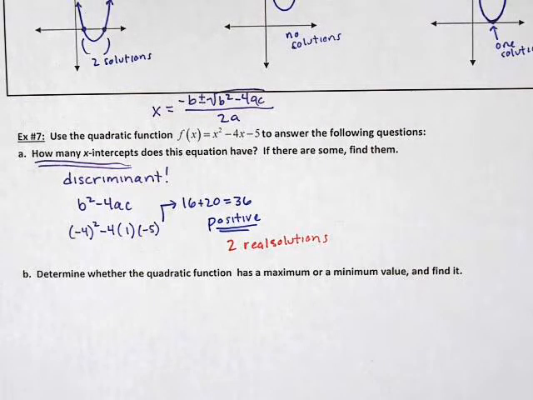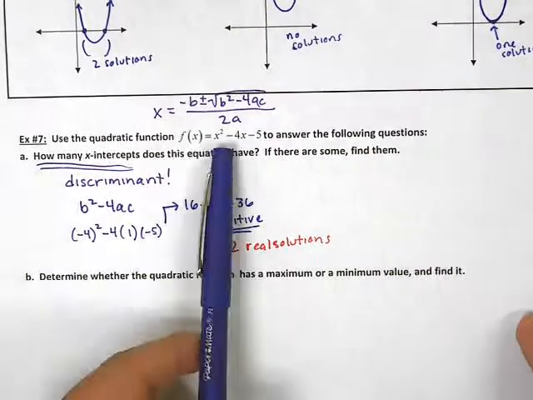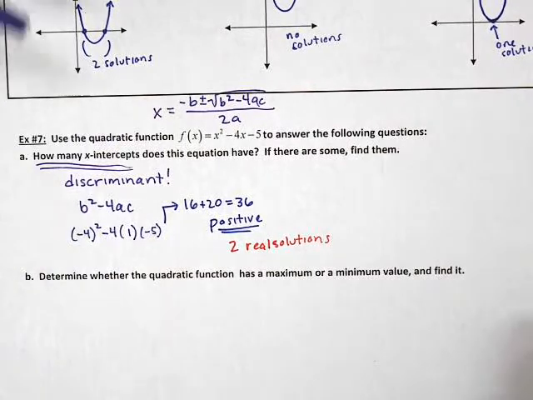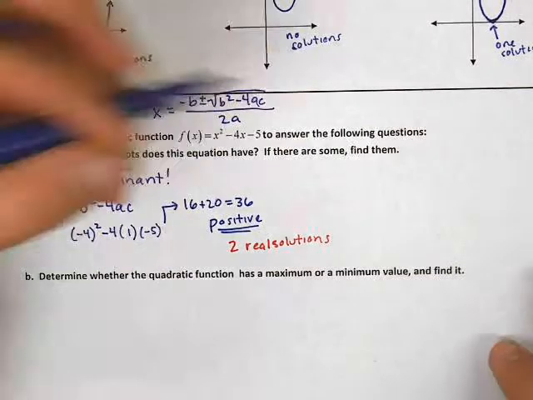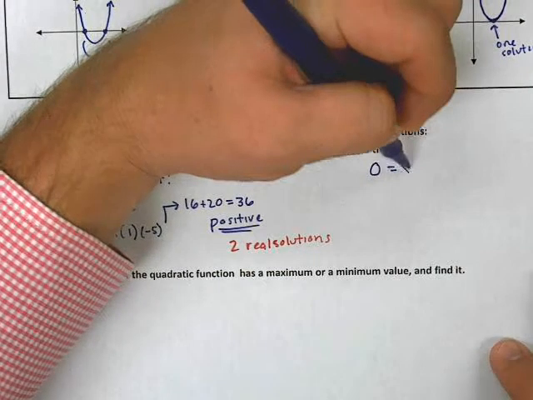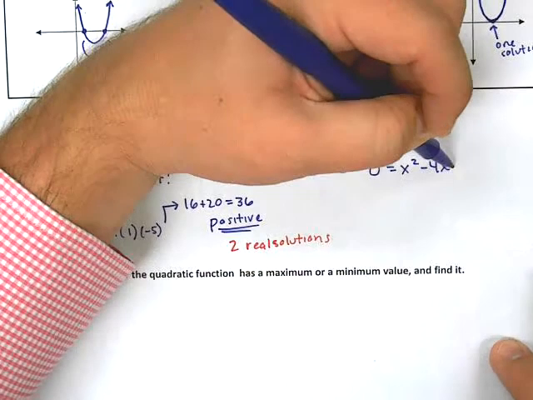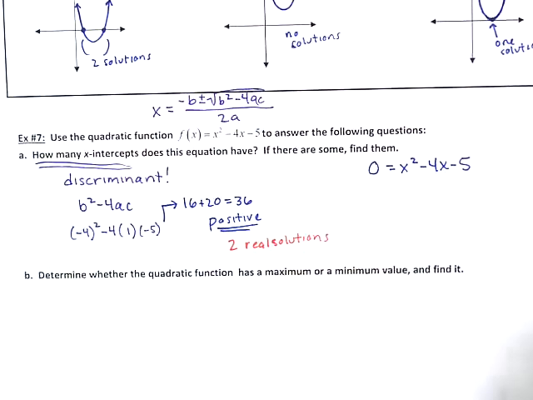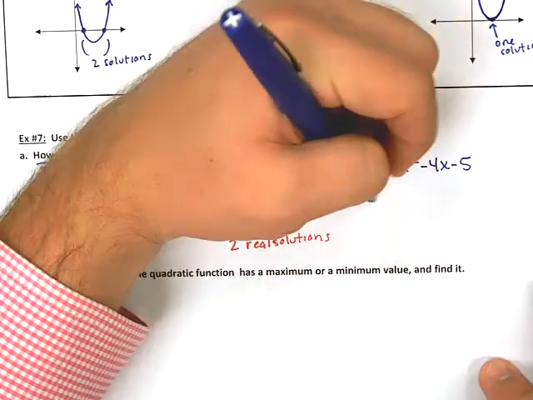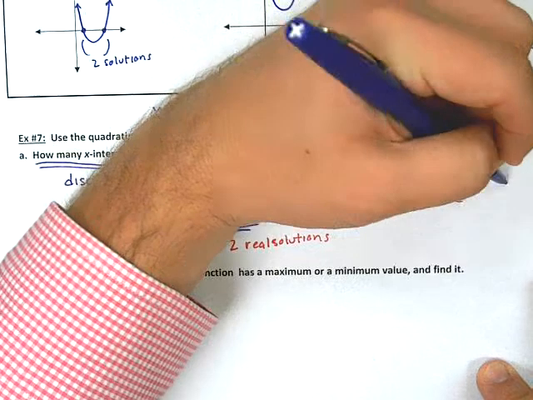factor it. I hope that we can factor this original problem because then I can get my solutions, right? If I want to get the solutions, then I have to plug in 0 for f of x, or plug in 0 for y. So that means 0 is equal to x squared minus 4x minus 5. And this I can factor. This is nice, okay? What do we got?